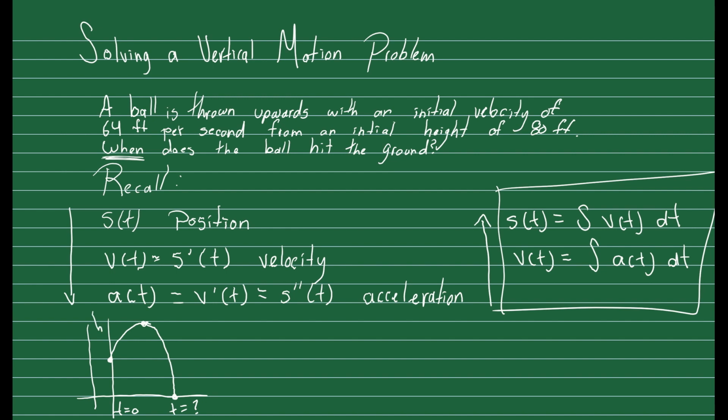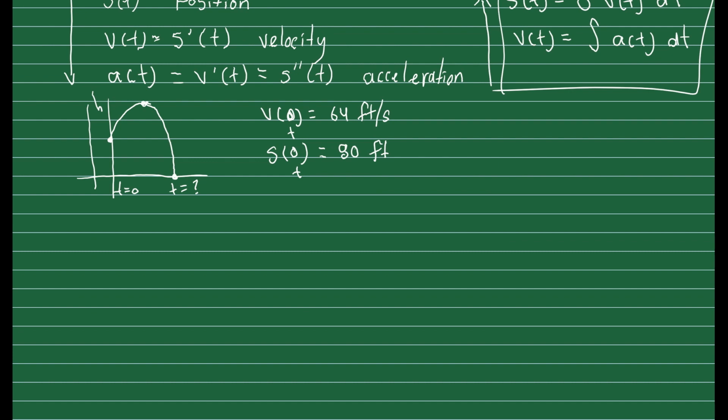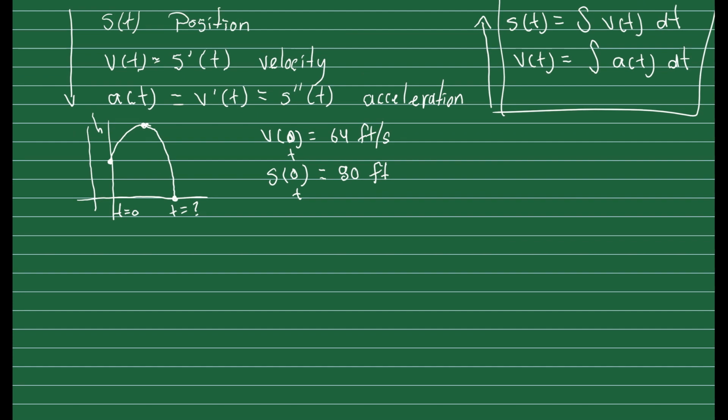So let's see, how can we start doing this problem? They're saying that the initial velocity is 64 feet per second, so that means V of 0 is equal to 64 feet per second. And they're saying that the initial position is 80 feet, the initial height, so S of 0 is equal to 80 feet. So we're going to be using this information. We know that negative 32 is the acceleration due to gravity without air resistance. So we can start with that.